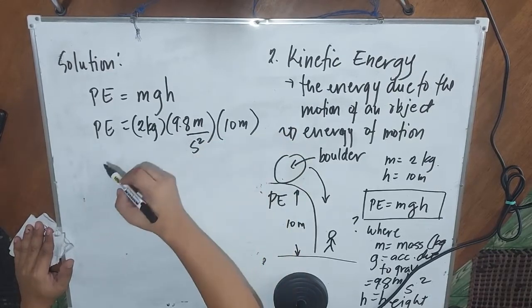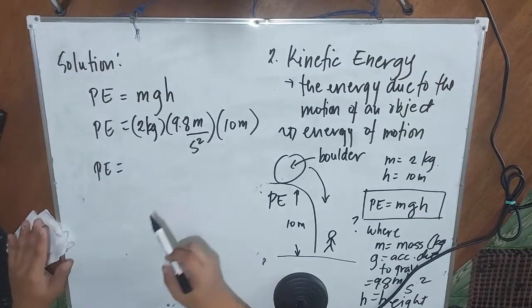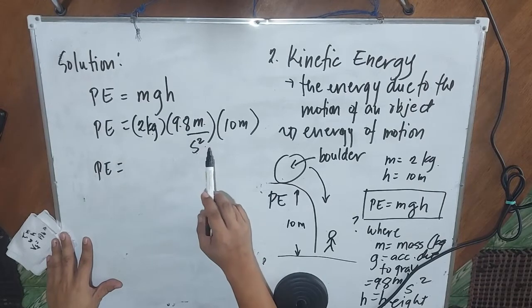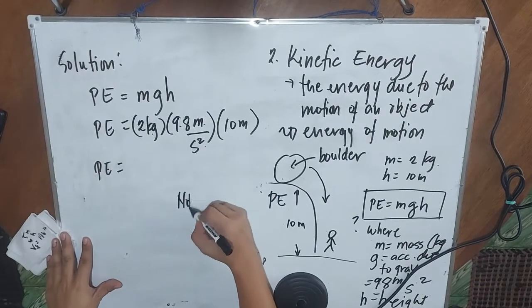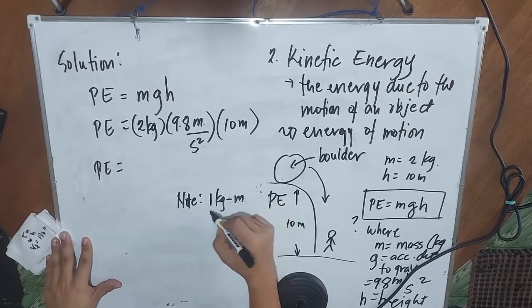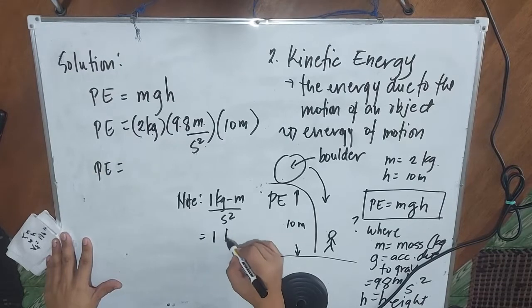So you will have potential energy equal to, kung mapapansin mo, meron ka ditong kilogram meter second squared. We need to take note that 1 kilogram meter per second squared is actually equal to 1 Newton.